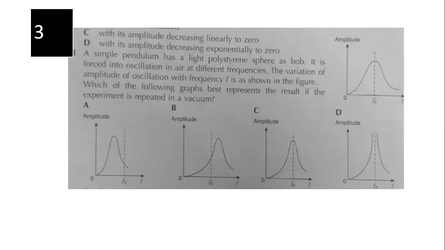Okay, what's the answer for this one? A simple pendulum has a light polystyrene ball as a bob. It is forced into oscillation in air at different frequencies. The variation of the amplitude of the oscillation with frequency is shown in the figure. That's the figure. Which of the following graphs best represents the result if the experiment is repeated in vacuum? Memory work only. It shows you have not revised. We went over it with you yesterday.